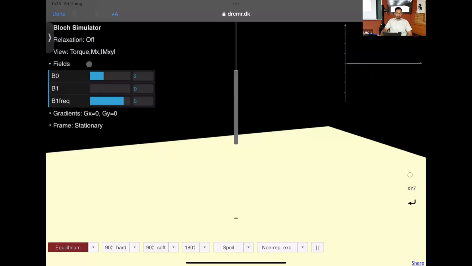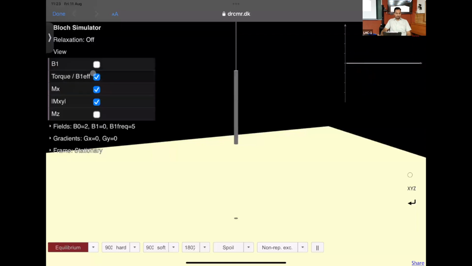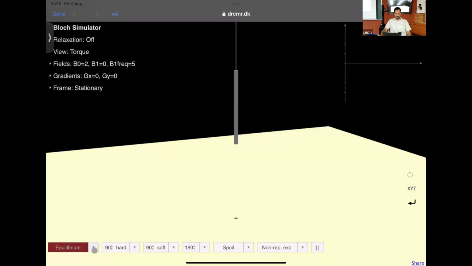That's because I did not turn on something here. So I did not turn on B1. We just turned on B effective, which is the torque. So let me turn off everything. And then I'll show you the torque that we saw. So, 90 degree hard pulse. So you see that is the red vector.